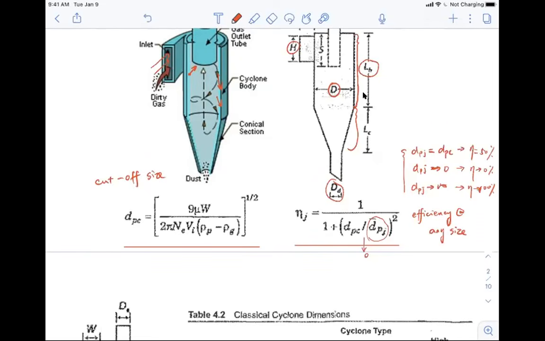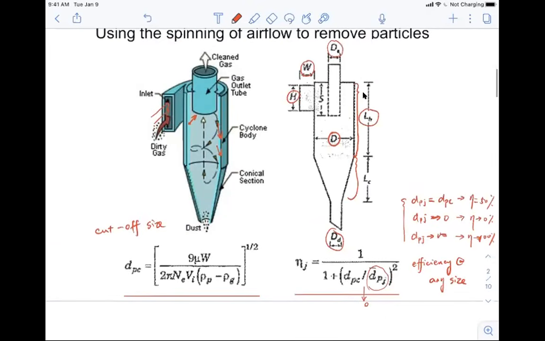Right? And then it becomes pretty clear that if we were provided with a cyclone, let's say a design company gives us all the dimensions of the cyclone, theoretically we can predict the efficiency at any different sizes, okay?